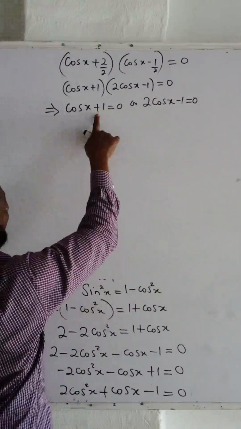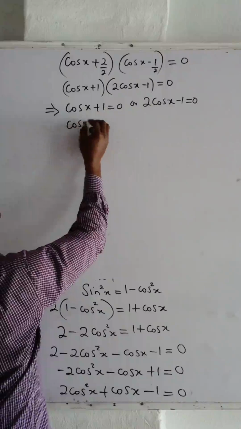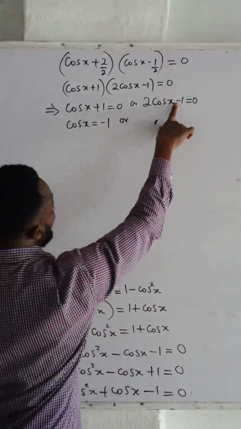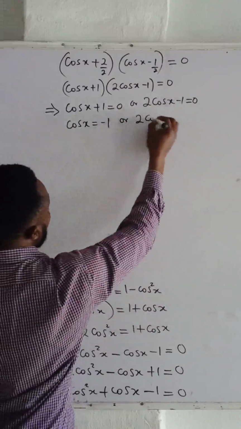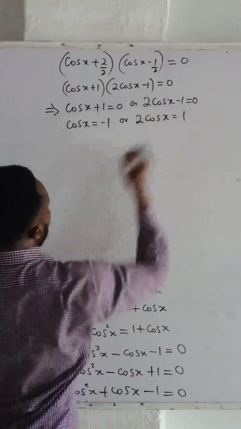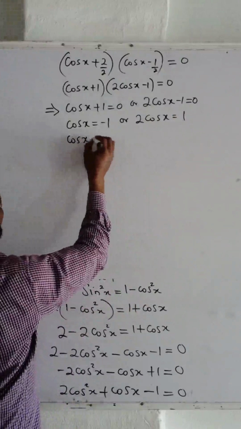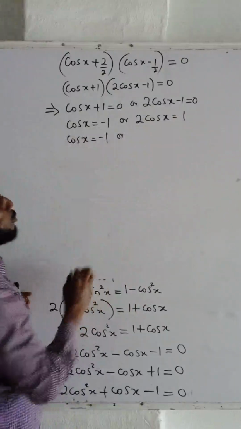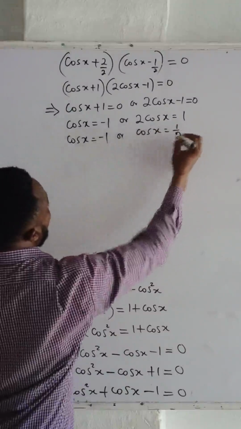If I take 1 and it crosses the equality sign to the right, it becomes negative. Cosine of x equal to negative 1, or I'll take this negative 1 to the right, it becomes positive after crossing the equality sign. So cosine of x equal to 1. I just have to rewrite this. Cosine of x equal to negative 1. Here, I will divide both sides by 2. Cosine of x equal to half.